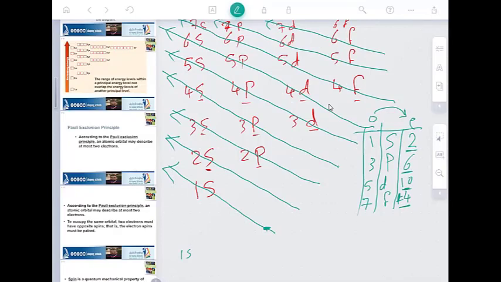Okay, S carries 2. Remember, S carries 2, P can carry 6, D can carry 10, and F can carry 14. Let's do this arrangement again. Listen, please, everyone, to understand the arrangement by the Aufbau principle. 1s first, okay? Yes, 1s2. Then 2s2. I want someone to follow me, please, or help me while making this arrangement.